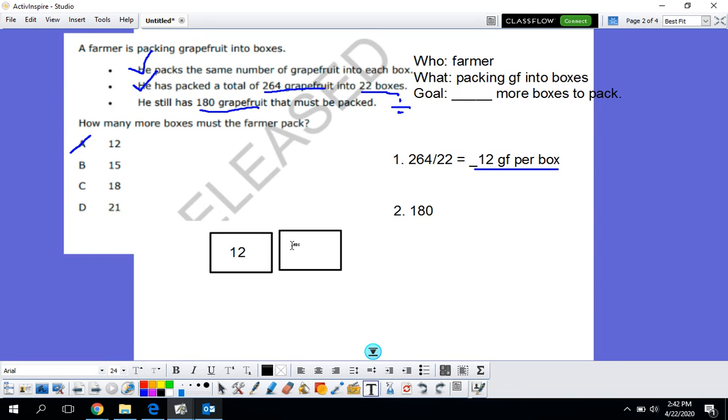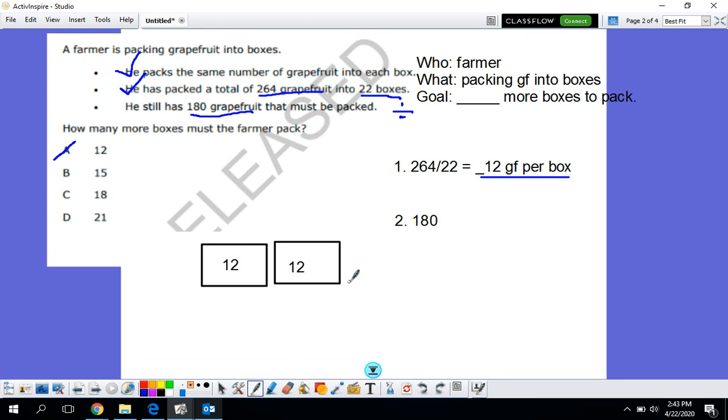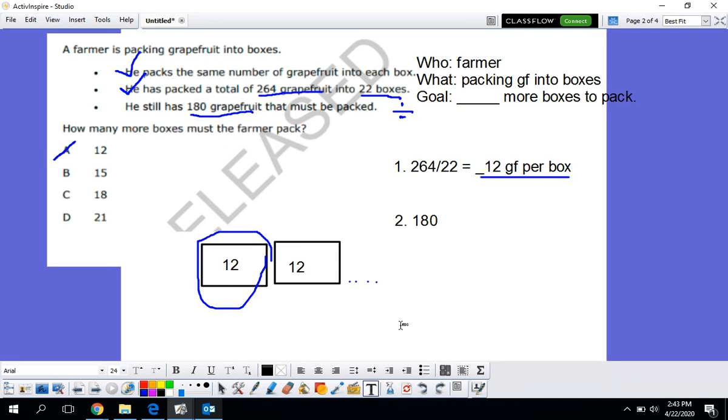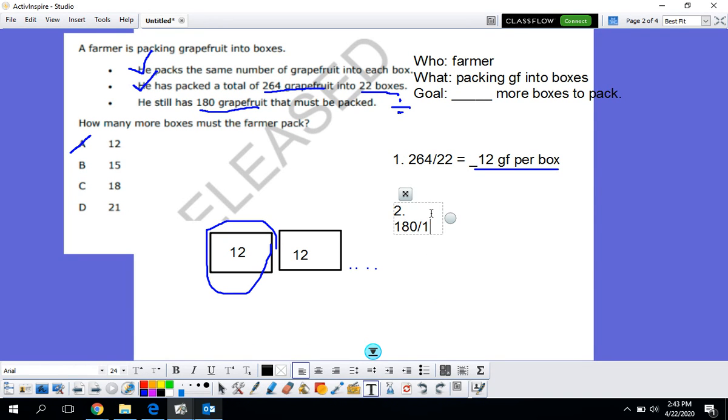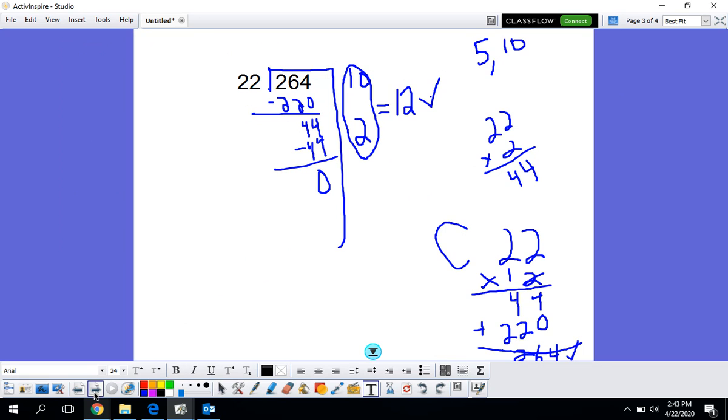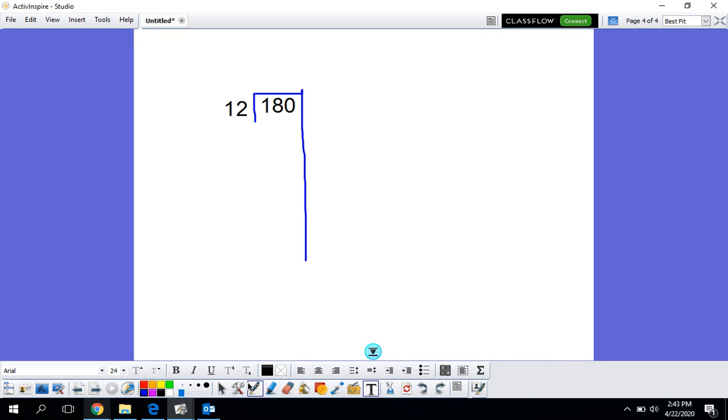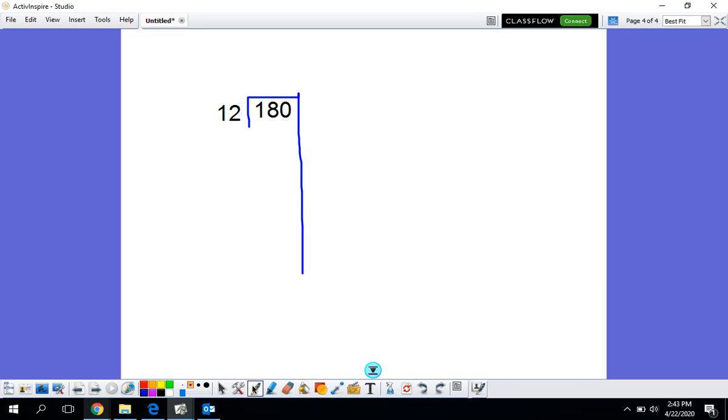Why wouldn't that be 180 divided by 12? Because if I'm taking 180 grapefruits and putting them in groups of 12, I can just count my number of boxes at the end, and that'll tell me my goal. So my second step seems to be 180 divided by 12. Again, I'm using my fraction bar for division. So I'm going to try that. I have it on this page. Again, set it up like partial quotients. You guys can use standard algorithm if you want. You can use your multiplication facts to help you. Whatever division strategy you need to use.